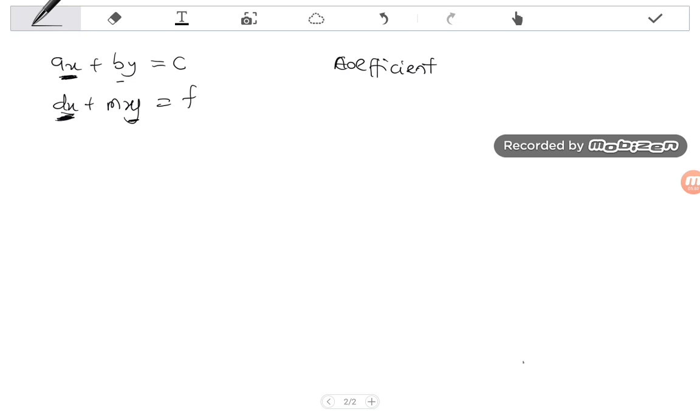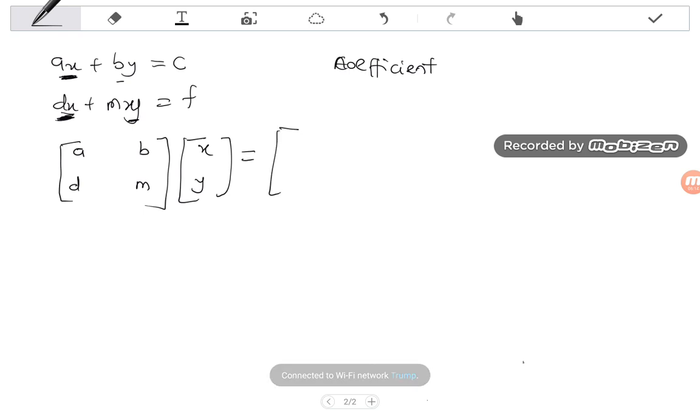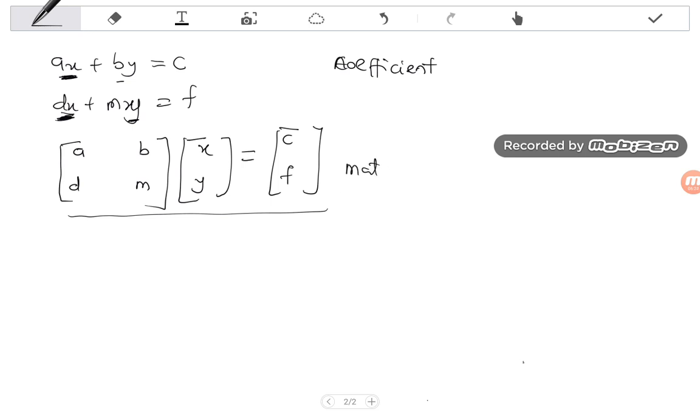Okay, so to be able to do that, you need to make sure that the variables are in line. Then to construct a coefficient matrix, just simply write all the coefficients in your system. So this becomes A, B, D, and M. Alright, multiplying the vector that contains the variables, and the variables are x and y. This is equal to the output vector, and the output vector is the constant after the equality sign. So this is what is known as the matrix equation.